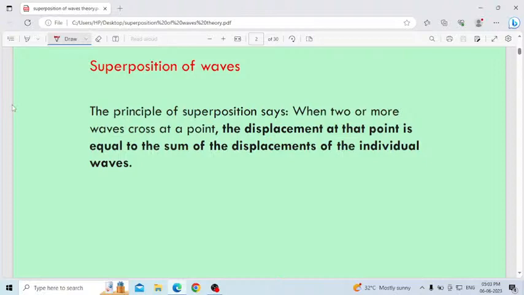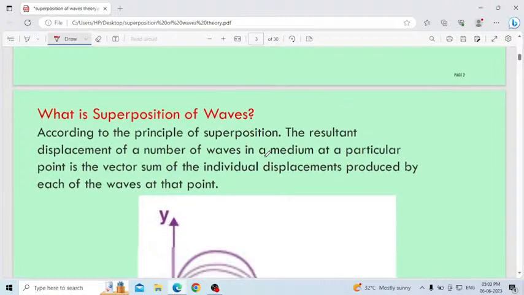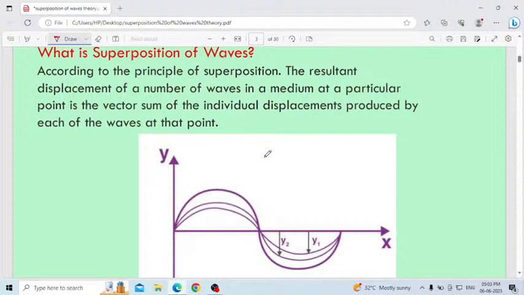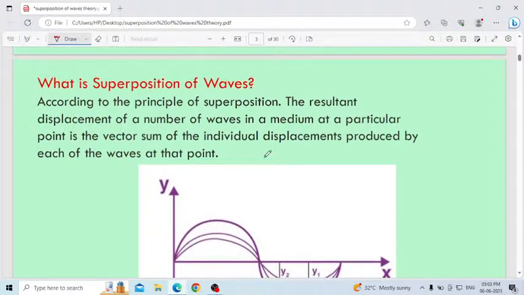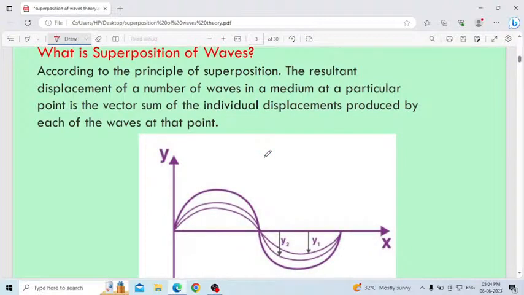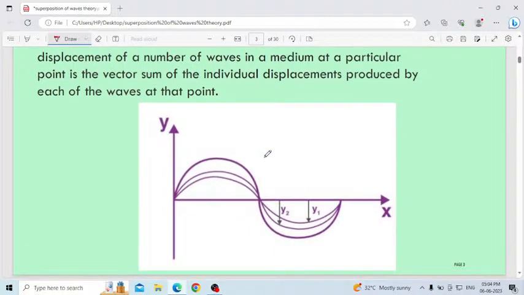What is the principle of superposition of waves? When two or more waves cross at a point, when they meet at a point, the displacement at that point is equal to the sum of the displacements of the individual waves. Let us discuss that in detail. According to the principle of superposition, the resultant displacement of a number of waves in a medium at a particular point is the vector sum of the individual displacements produced by each of the waves at that point.